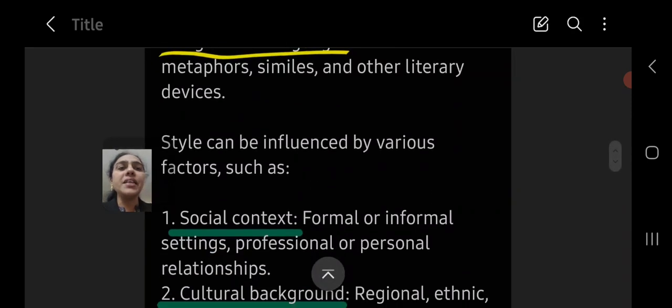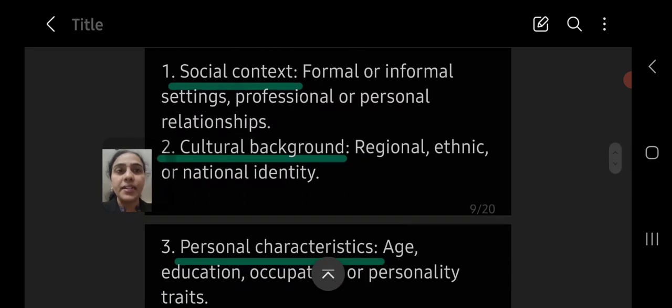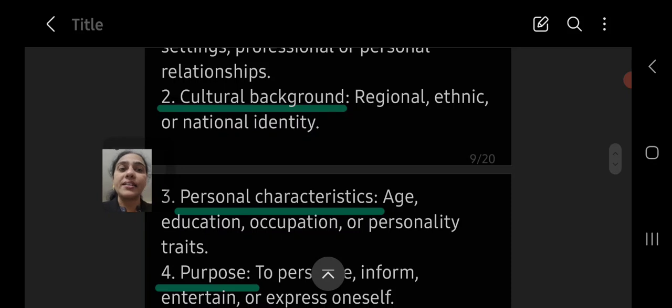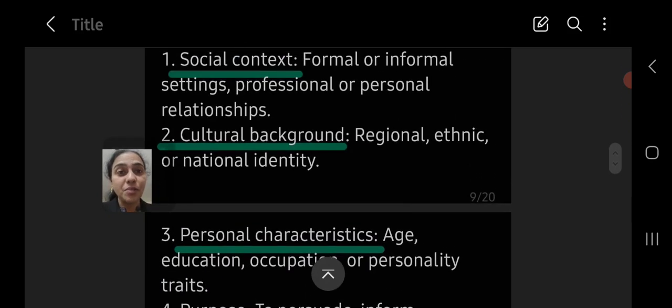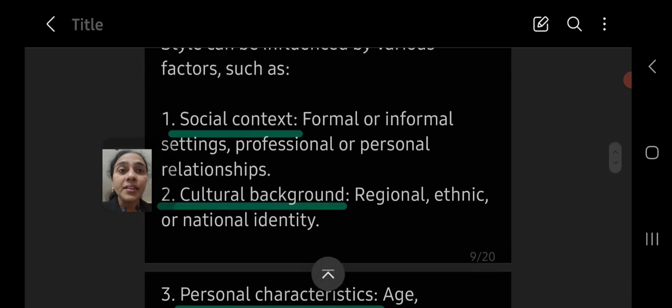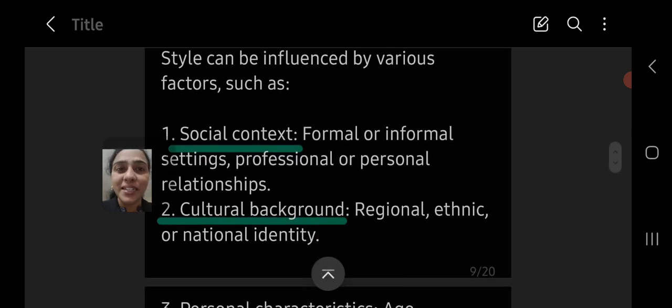Now the style can be influenced by various factors. The social context, the cultural background, and also the personal characteristics, the purpose. Yes, purpose too. So if we say the social context, suppose if I talk to my child at home, I don't talk formal, right? No, it will be quite informal. So the particular style will be influenced by the context of the person to whom you are talking.